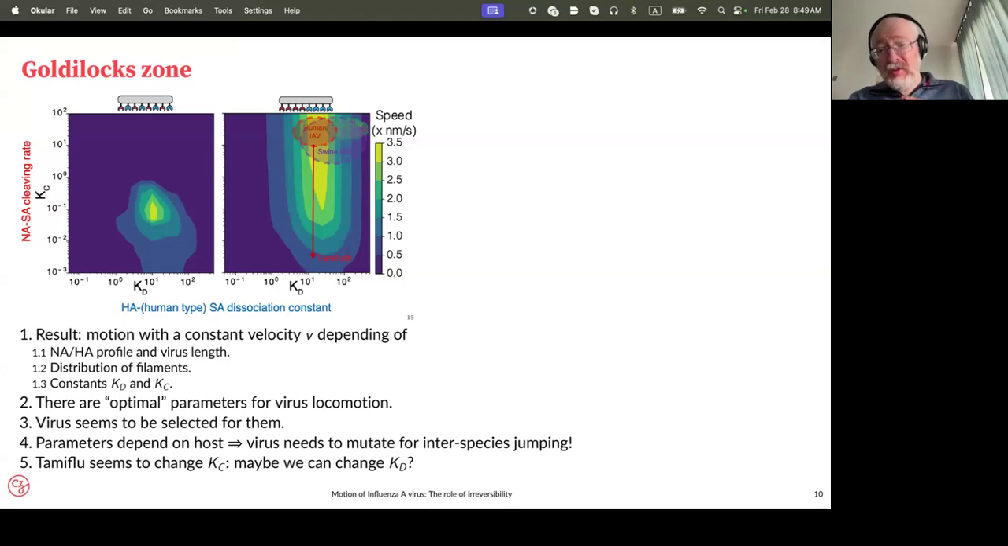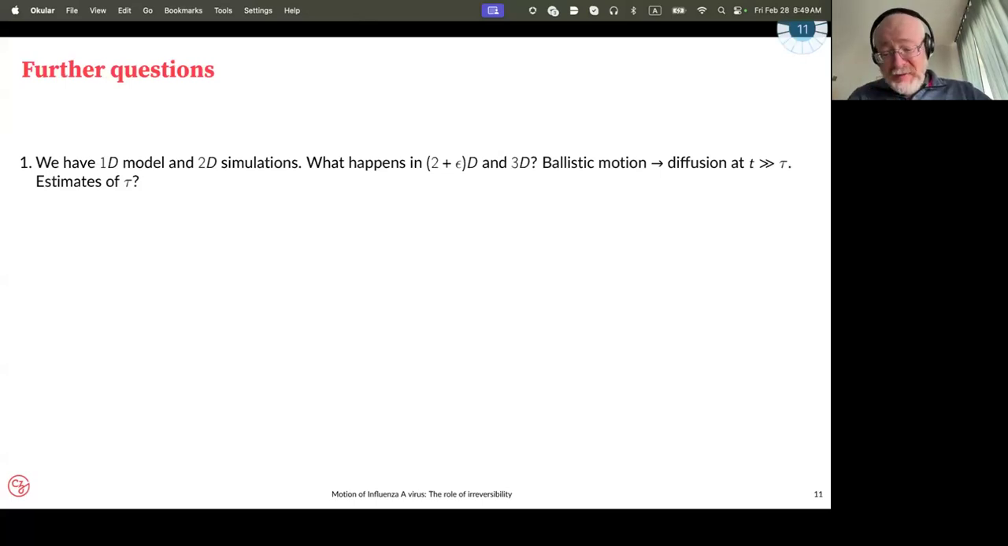And one of the conclusions of this paper is that we probably need to look at antiviral drugs which would change the binding between mucociliary filaments and virus proteins, instead of changing the rate of burning mucociliary filaments. Okay, that's basically what we did in this paper.